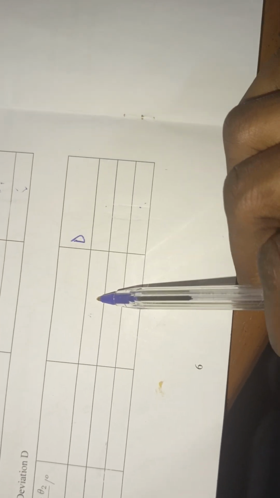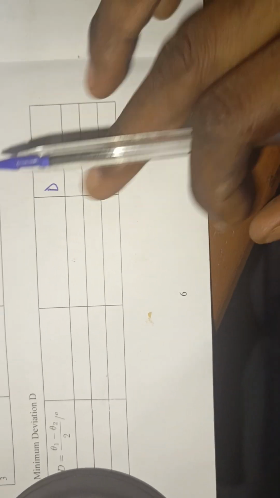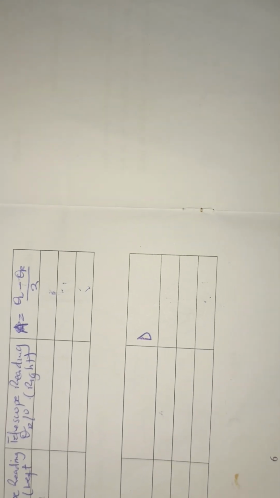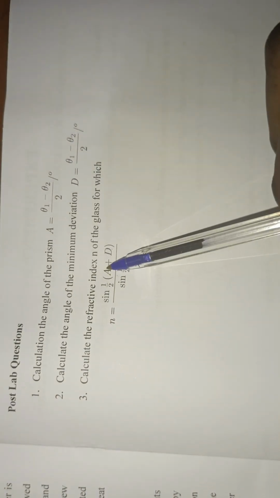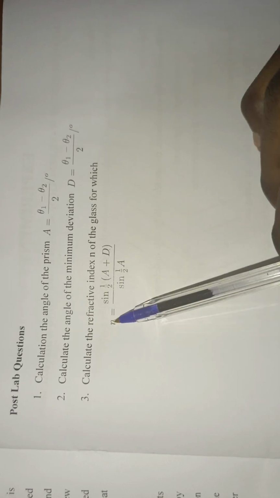Then we add all these values here. You see this minus this divided by 2, write it here. This minus this divided by 2, write it here. So we do for all this. Now after that, we add all these values and then we find the average and then we use that one as D. So using that as D, we can come and insert it in this equation to find the refractive index using the spectrometer.